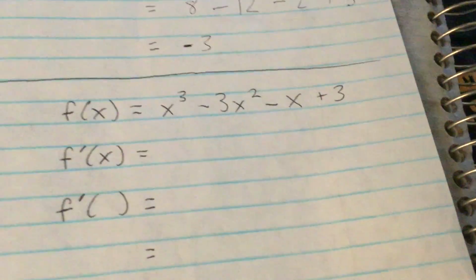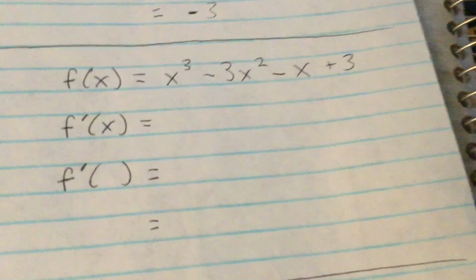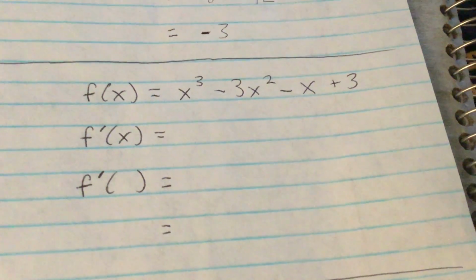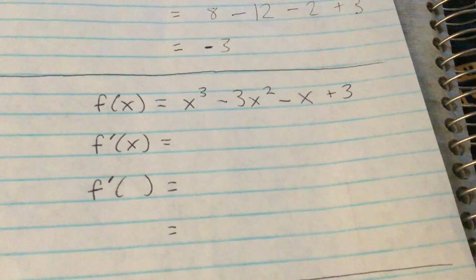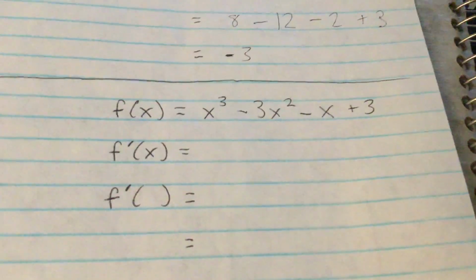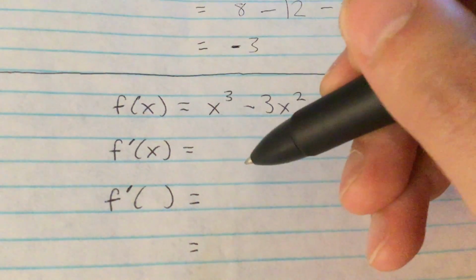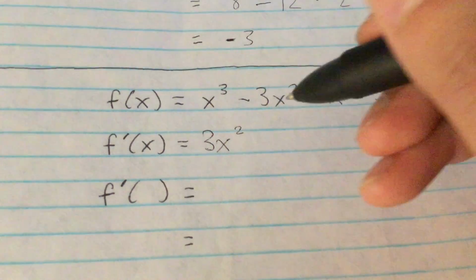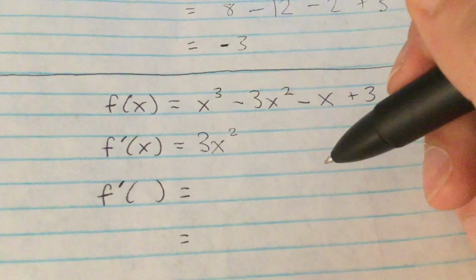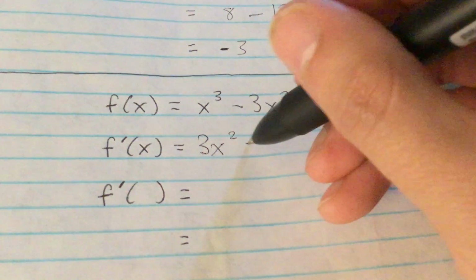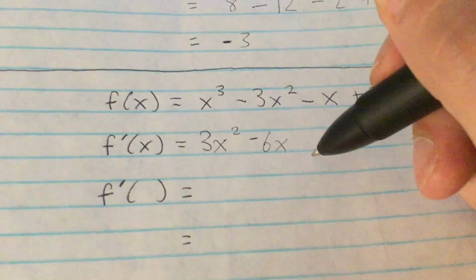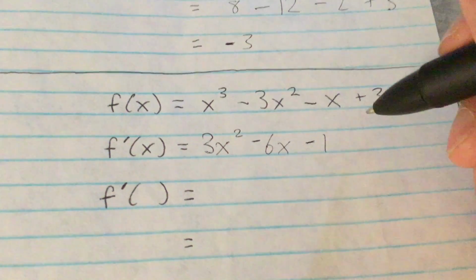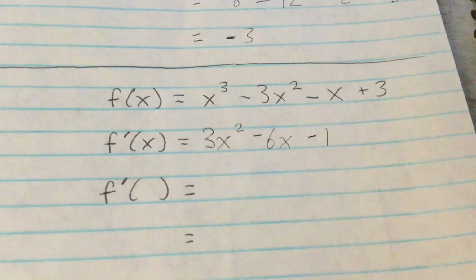And now, this should be a breath of fresh air. How do I find the slope of a power function? What rule do you think I need for the power function derivative? I'm going to take the power rule. The derivative of x cubed is going to be 3x squared. The derivative of negative 3x squared is going to be negative 6x. And the derivative of negative x is negative 1. And the derivative of 3 goes away.